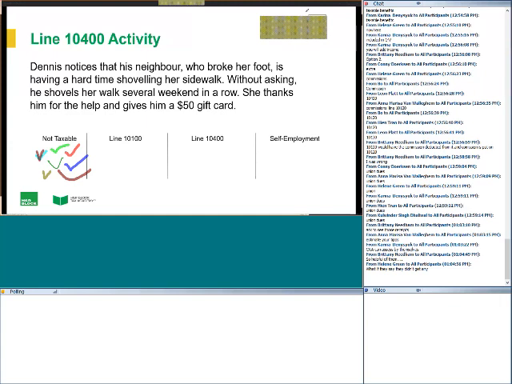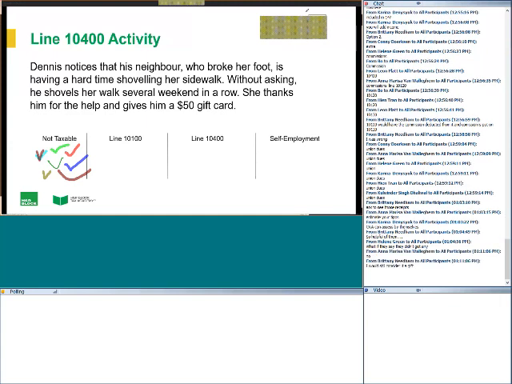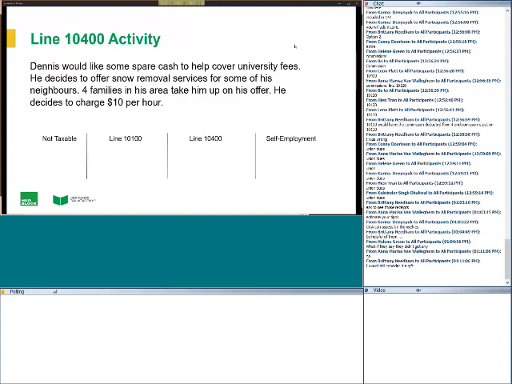If she said, "Thank you very much," and she gave him a nice little note and dropped $50 in his mailbox, still not taxable. It's just a gift. Okay. Excellent. Good. We've got a few more examples to see where else we can put things, how it might be different.